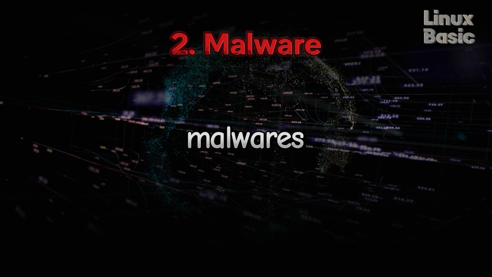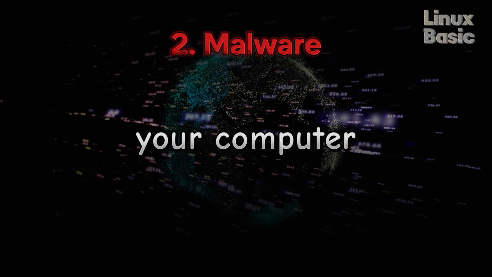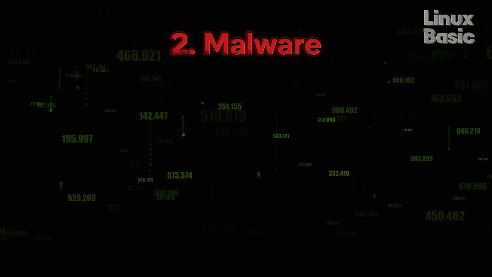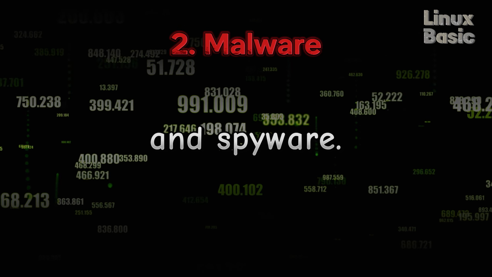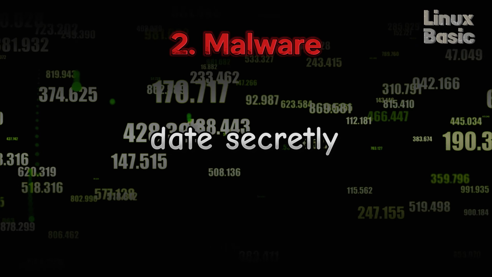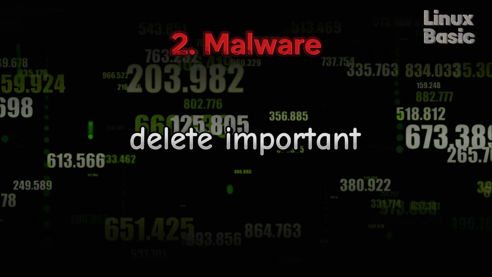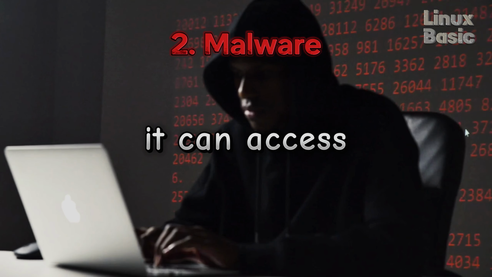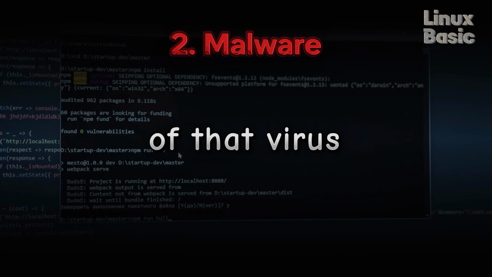Now let's talk about malware. Malware is harmful software that can damage your computer, steal your data, or take control of your system. The types of malware include virus, ransomware, and spyware. For example, you download a file that secretly installs a virus on your computer, which then deletes important files, or it can access your computer with the help of that virus or malware.